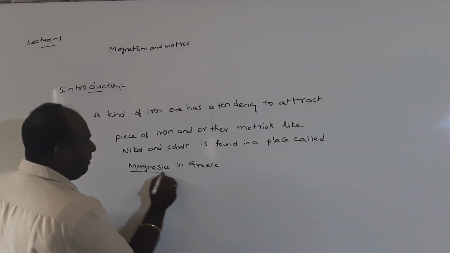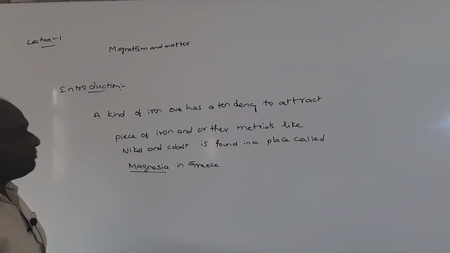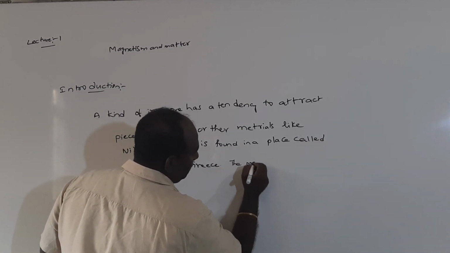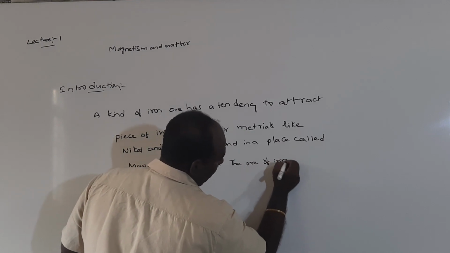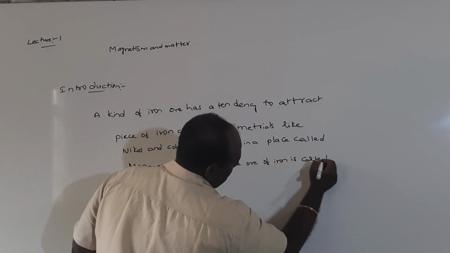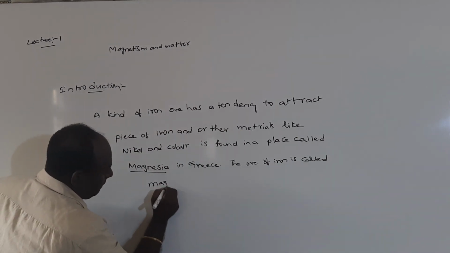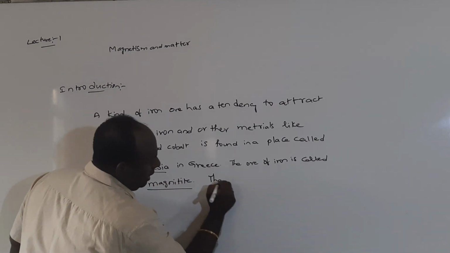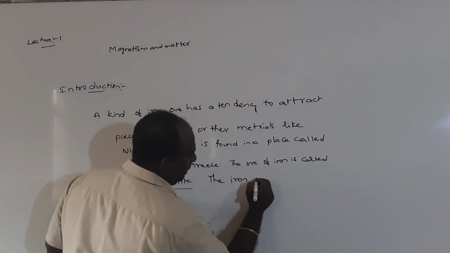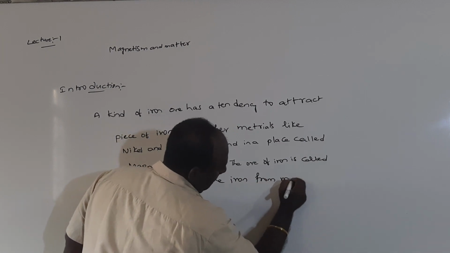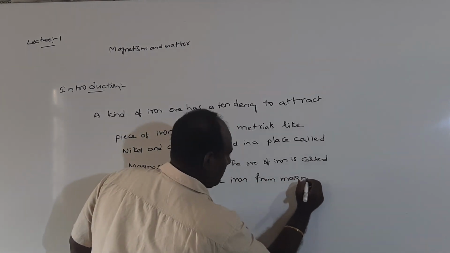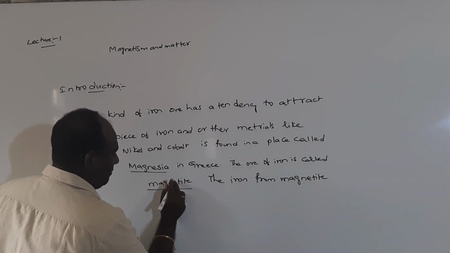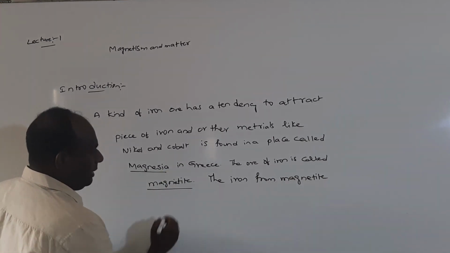Based on this place, Magnesia, they gave the name. In Greece, the ore of iron is called magnetite, and the iron from magnetite is called magnet.